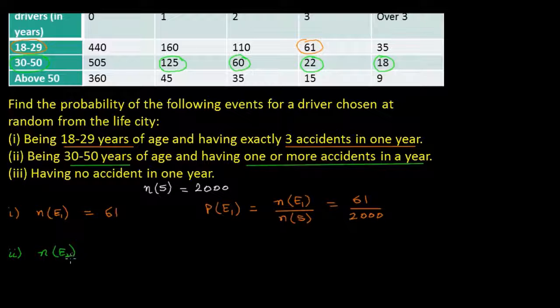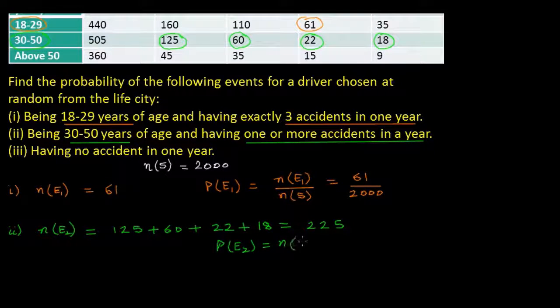that is the number of favorable outcomes for this particular event, is the sum of 125, 60, 22 and 18, which is equal to 225. Using this, we can find the probability for this particular event. We have already explained the formula here. So in this case, we can use n of E2 over n of S, which is equal to 225 over 2,000. And this can be simplified to 9 over 80.